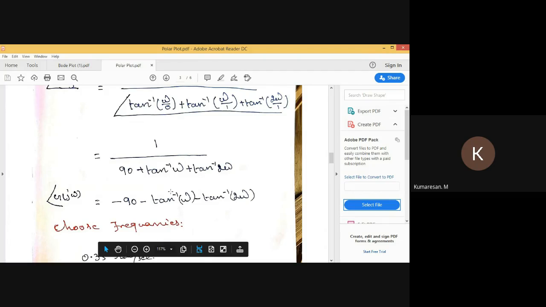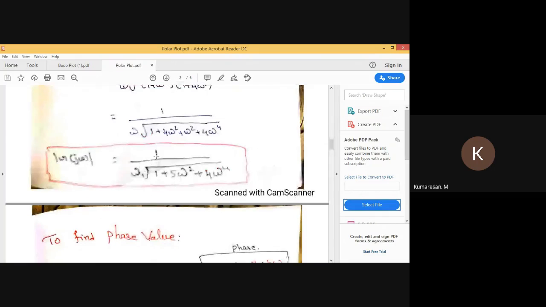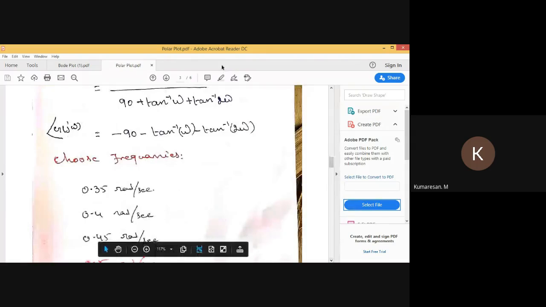So now we have the two equations. The first equation is for magnitude: g of j omega is nothing but 1 divided by omega root of 1 plus 5 omega square plus 4 omega power 4. This is to find the magnitude values with respect to the different frequencies. The next is for phase angle: angle of g of j omega is nothing but minus 90 minus tan inverse of omega minus tan inverse of 2 omega. This is to find the phase angle with respect to the different frequencies.